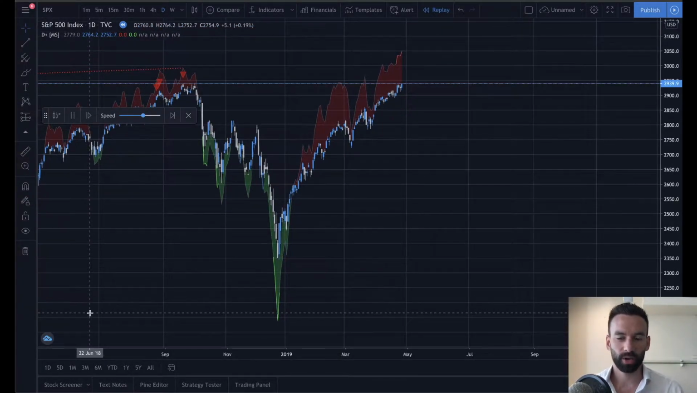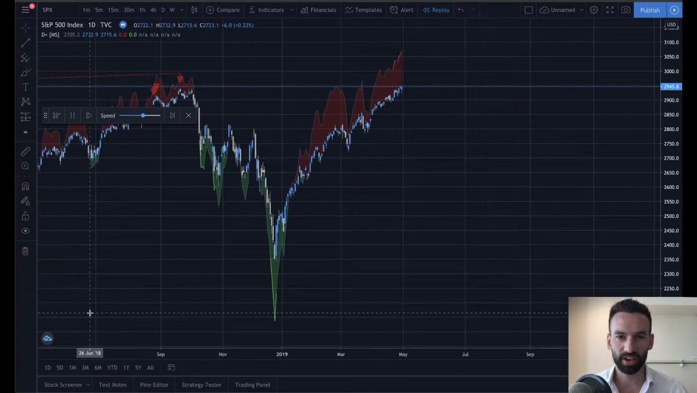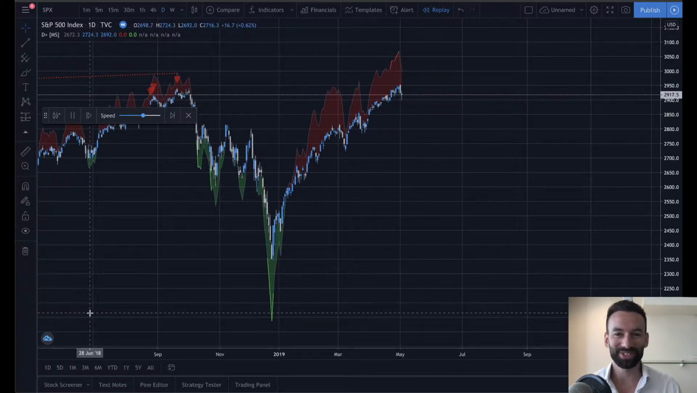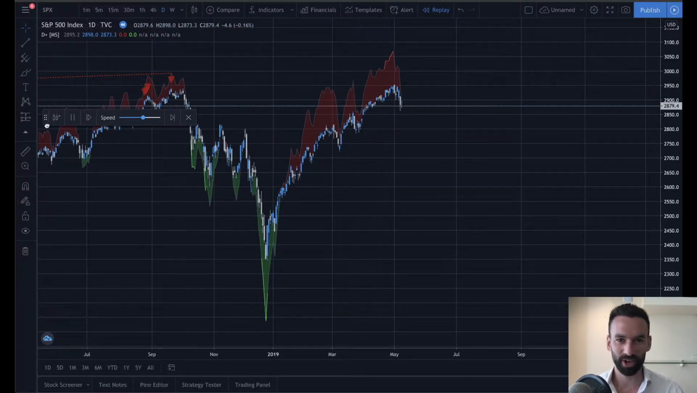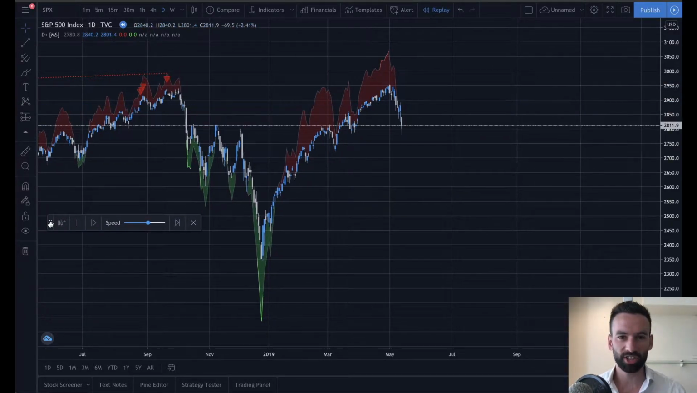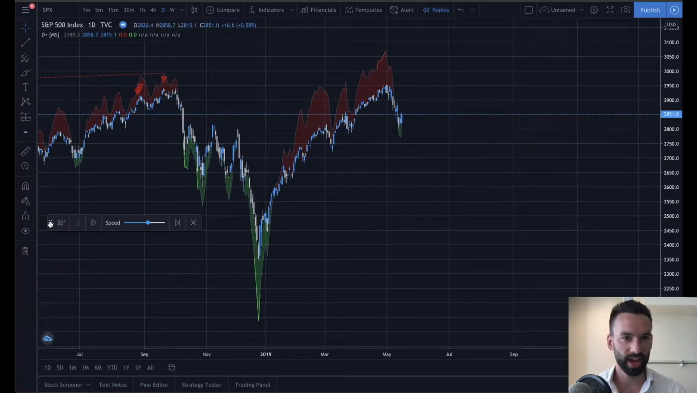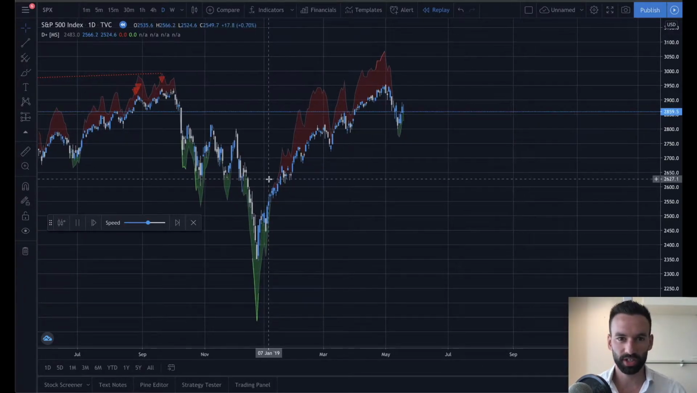This is our RSI divergence indicator, and not gonna lie, this one's pretty slick. I like how this one turned out. I had the idea for it. I wanted to bring RSI onto the chart, and that is what you're seeing here.